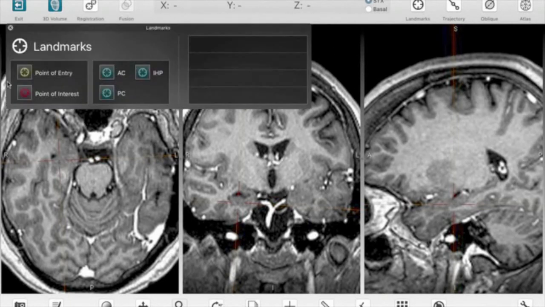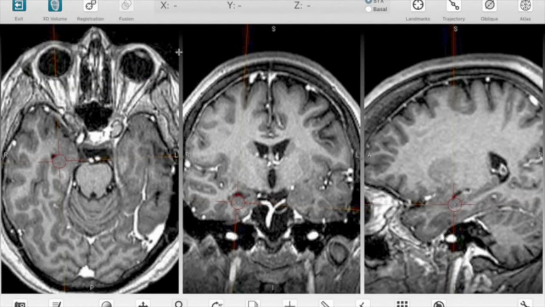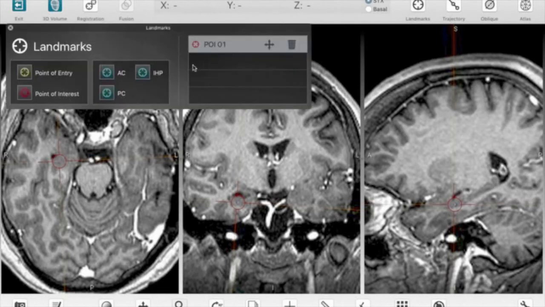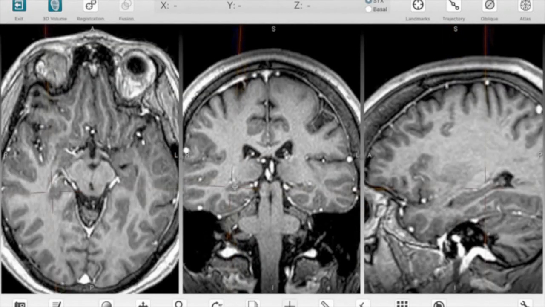The first step when planning is to define an anterior point at the most anterior part of the hippocampus head in the coronal slice. The following step is to determine a posterior point at the middle of the hippocampus body on the sagittal view.